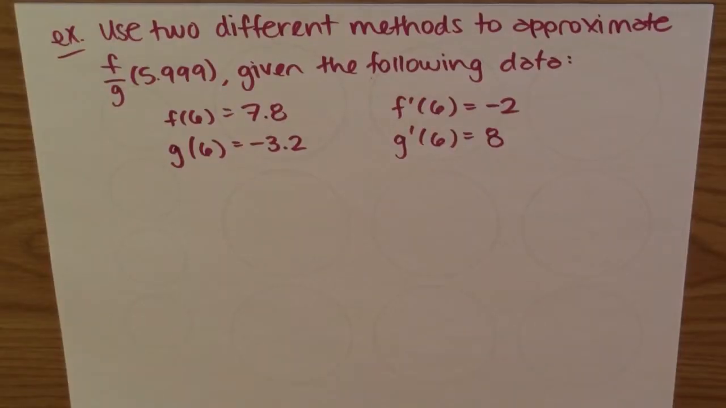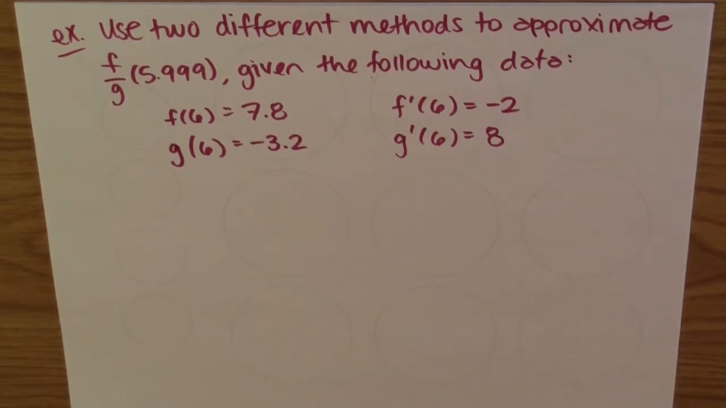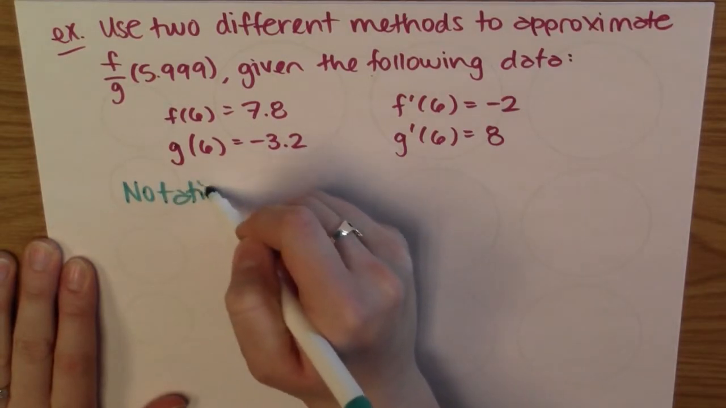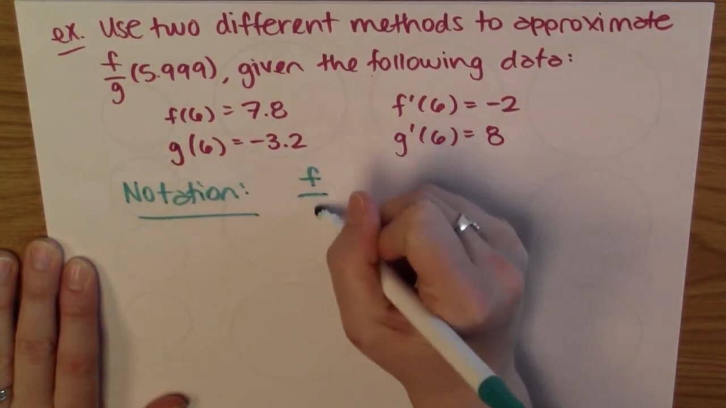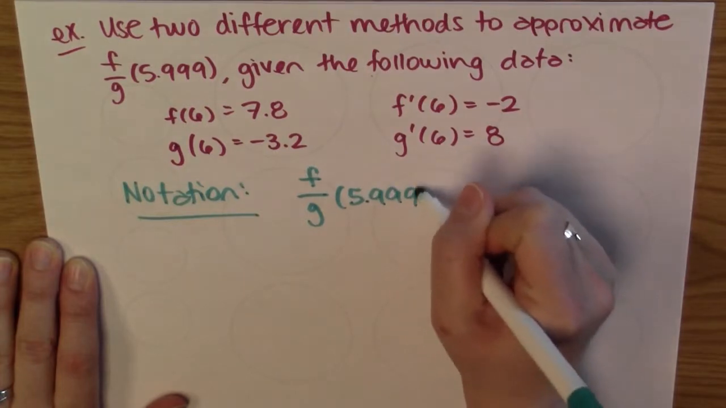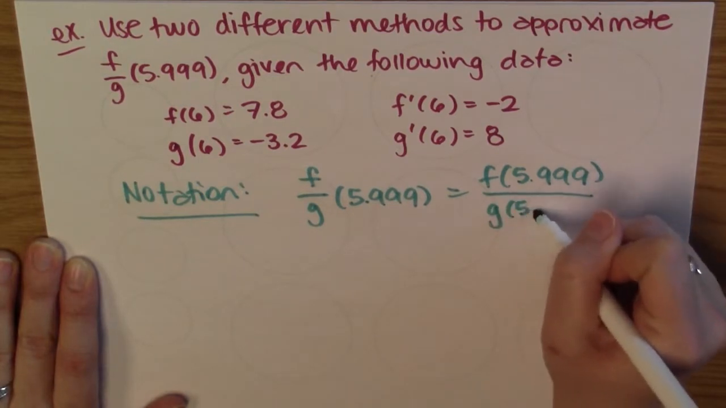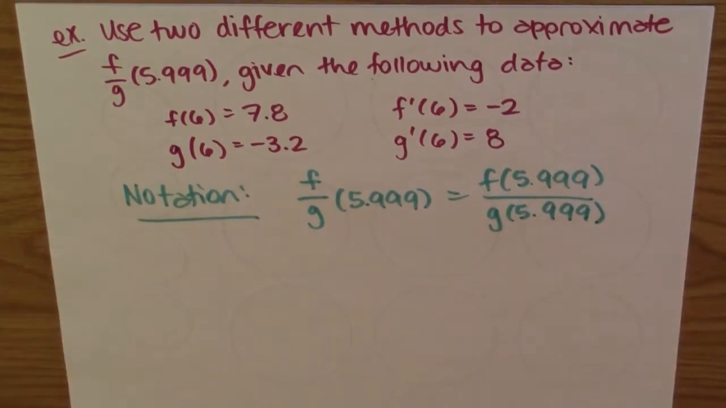Here's an example. We want to use two different methods to approximate f over g at 5.999 given the following data. So we get the value of f at 6, the value of g at 6, the value of the derivative of f at 6, and the value of the derivative of g at 6. So the first thing that we want to do is make sure we understand the notation. So f over g at 5.999 means f at 5.999 divided by g at 5.999. So we want to approximate this using two different methods, and we want to use the linearization because that's the topic that we're focused on right now.